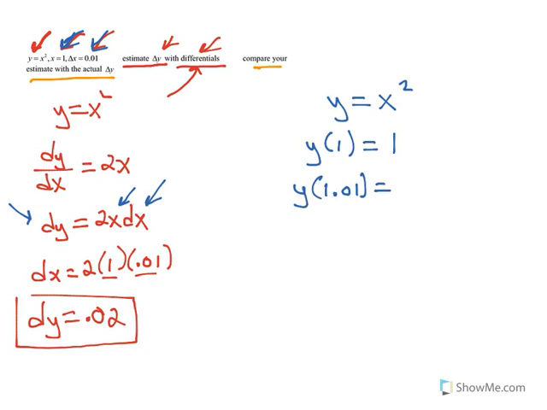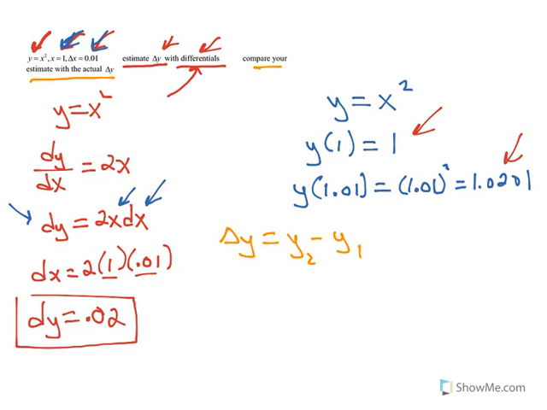And if we compute that, it's going to be 1.01 squared. And squaring that out, we should get 1.0201. So this was our first output. This was our second output. What is the change in the outputs? The change in y would be y2 minus y1.